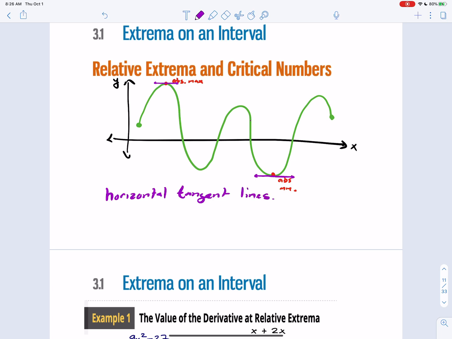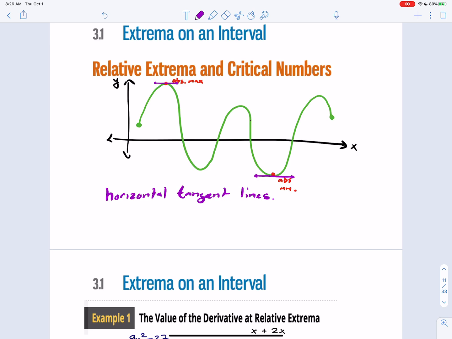Okay, really pause here and think about it. It's not too obvious, but think about the implications of a horizontal tangent line. So we know that horizontal tangent lines have a slope of 0 because it's horizontal. Now, what notation do we use to start discussing the slope of a tangent line?